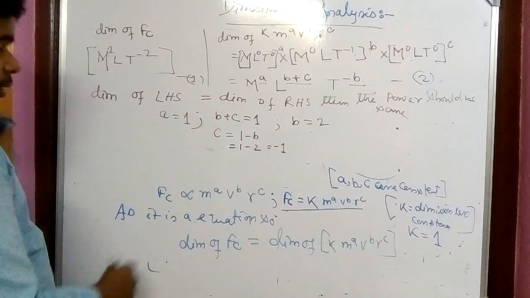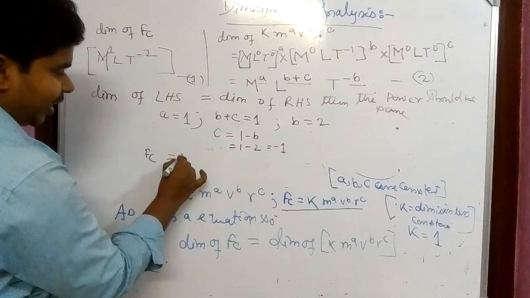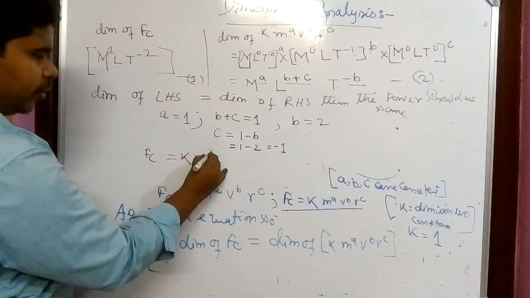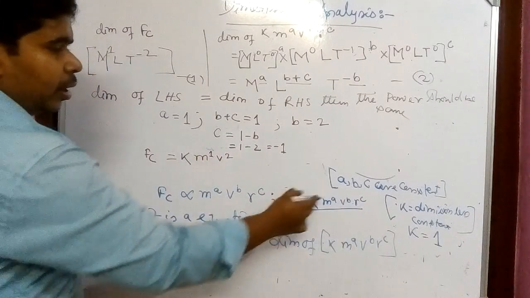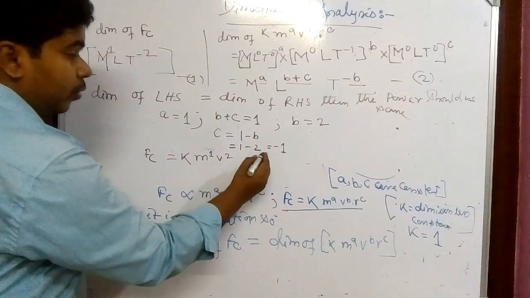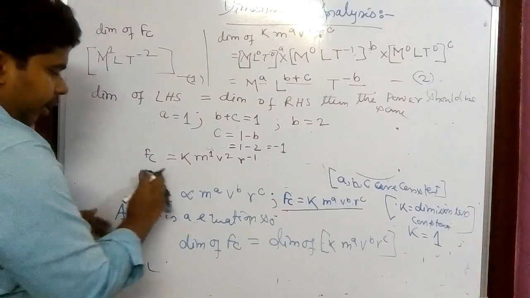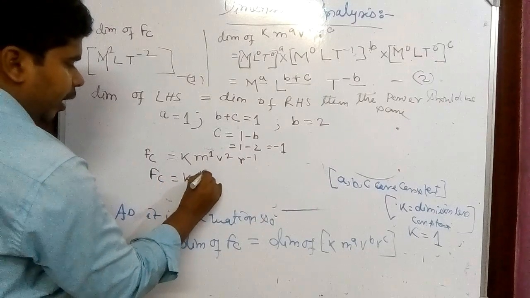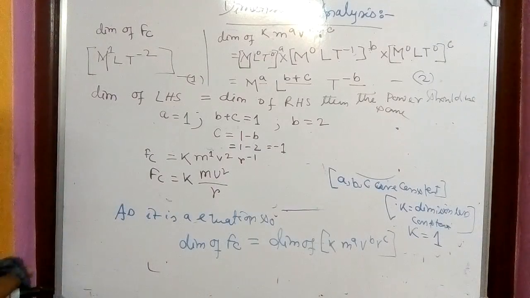See, very easy thing. Now, Fc equals K m to the power A. m to the power A means 1. v to the power B, v to the power B means 2. r to the power C, so r to the power C means minus 1. Okay, and we can write that Fc equals K m v square by r.